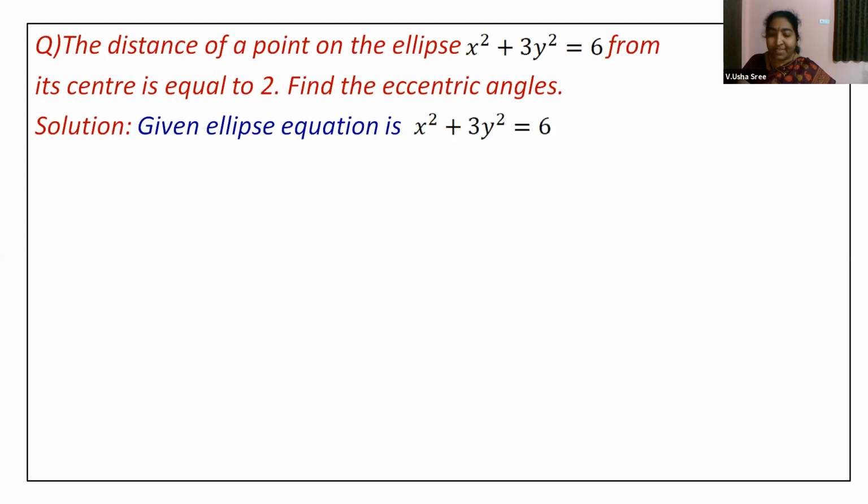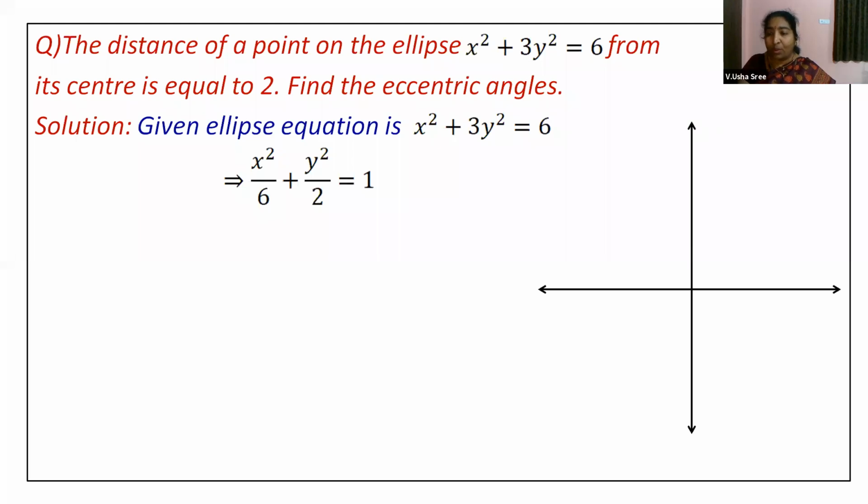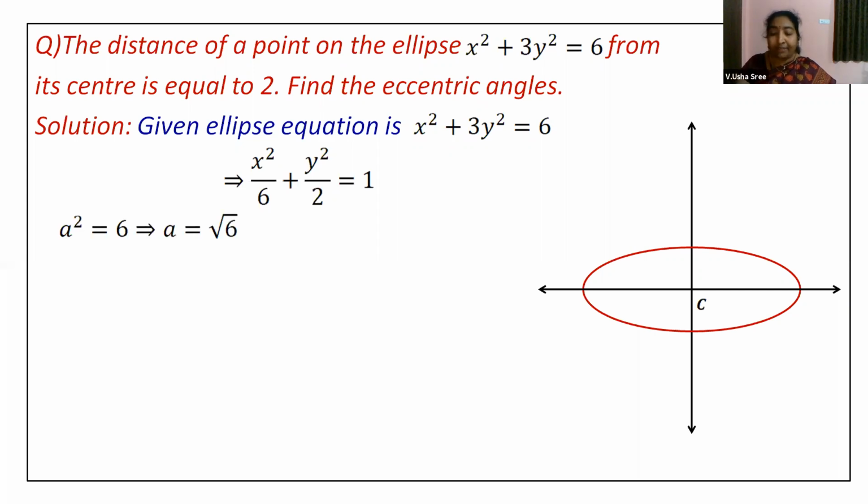You are given an ellipse equation, x square plus 3y square equal to 6. We'll write that in the standard form first. That is x square by 6 plus y square by 2, because 3y square by 6 is y square by 2, which is equal to 1. Now, here is your ellipse. Then the center is C. From the standard ellipse equation, you can calculate a square is equal to 6, so a equal to root 6. B square is equal to 2, that means b is equal to root 2.